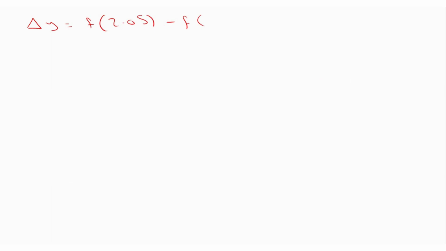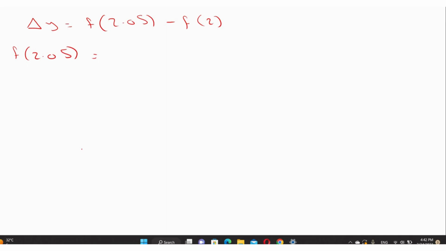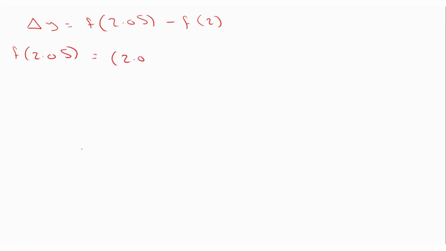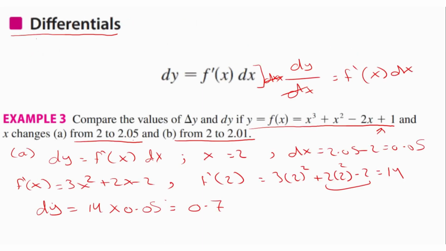Now to find delta y, we have to get f at the ending point, which is 2.05, minus f at the starting point. So this means that we should find f at these two values. f at 2.05 is going to be, so we had x cubed, so this will become 2.05 cubed plus 2.05 squared minus 2 times 2.05 plus 1. We just substituted using 2.05.